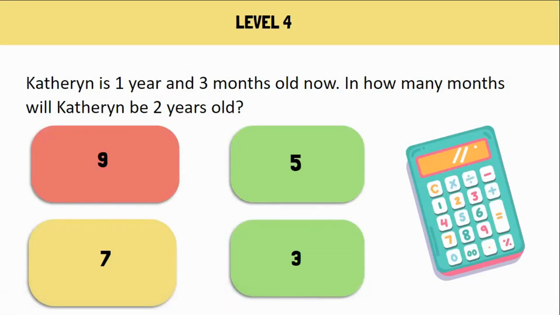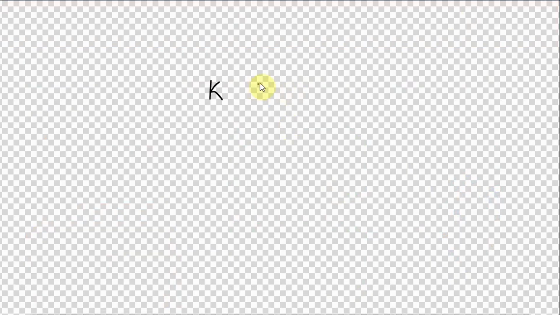Okay, so we have Catherine, K for Catherine. Okay, and who's the other one? Oh, okay. So we have Catherine is 1 year and 3 months old now. And in how many months will Catherine be 2 years old? Okay, so Catherine is 1 year and 3 months. So in the beginning, what did I tell you? 1 year has 12 months, right? So after how many months will Catherine be 2 years old?